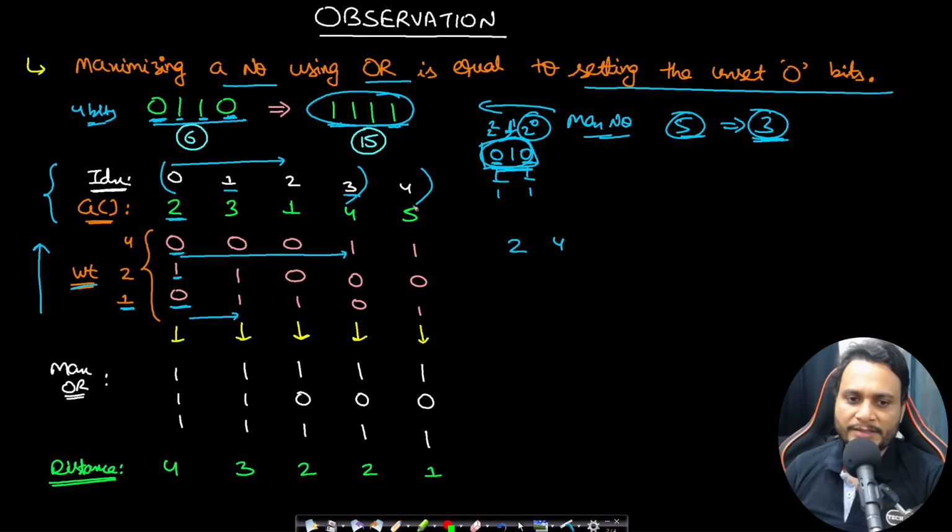But can I take a larger size? Yes, you can go for 0 to 4 as well, and you will get the same maximum number as 111, which will be 7. But the smallest size is from 0 to 3, and that will be defined by whichever set bit is present at the farthest position to the right hand side.